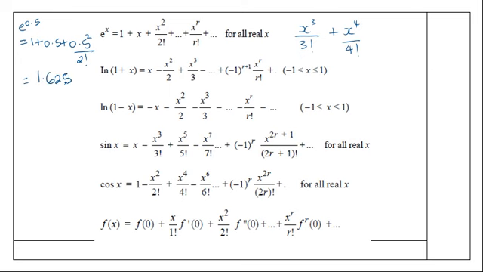1.625. Let's check the actual value for e to the 0.5 now. 1.649. So you see, it's not exact, but it's pretty close. And if we add more terms, it would get even closer, right? So it's not an exact value, it will be approximate. All right, good.